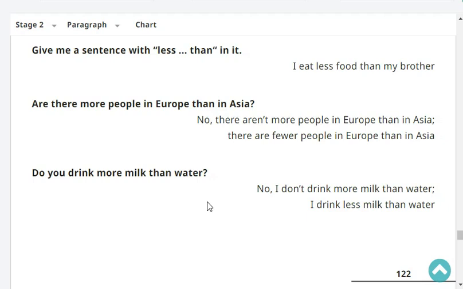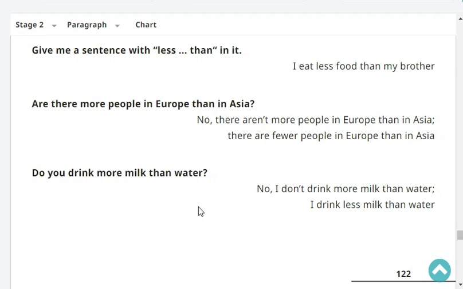Are there more people in Europe than in Asia? No, there aren't more people in Europe than in Asia. There are fewer people in Europe than in Asia. Very good.